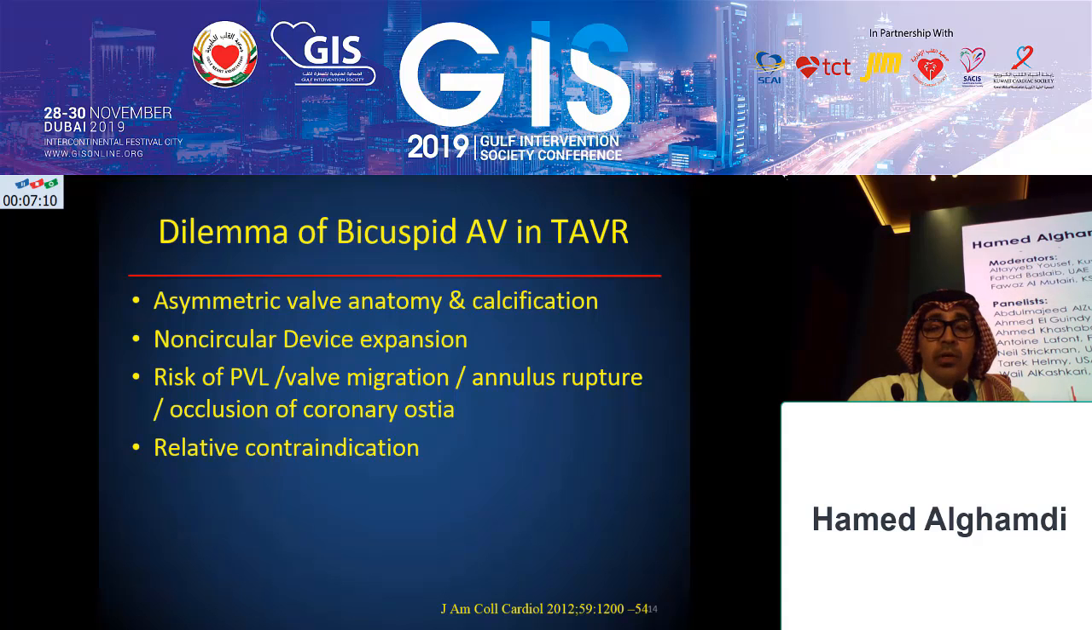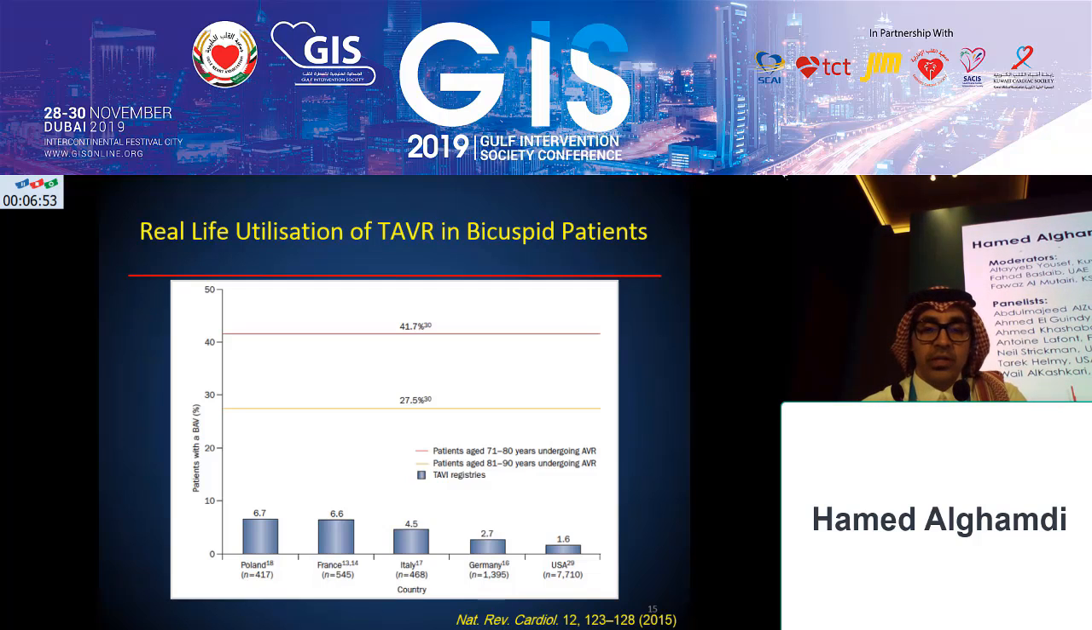valve migration, and annulus rupture, which in the old days received much attention and concern, and also occlusion of the ostia. Because of all these together, it was considered that bicuspid aortic valve in TAVI was a relative contraindication. That's reflected fairly well in the old data on the real-life utilization of TAVR in bicuspid aortic valve.